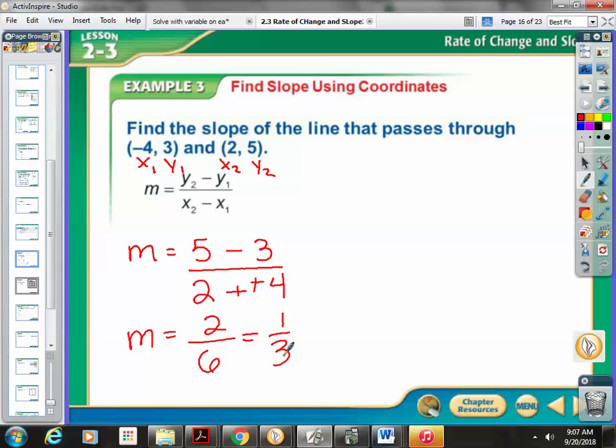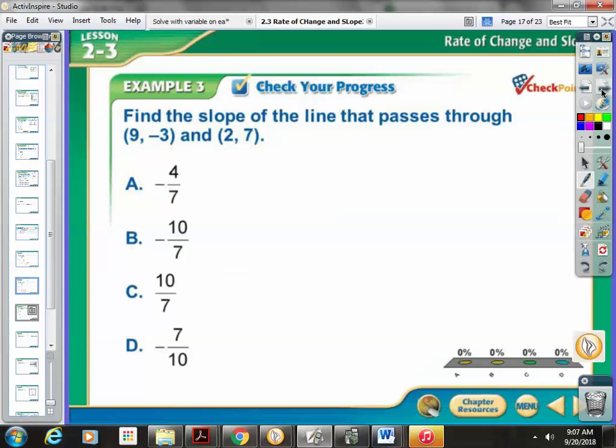I absolutely do not want slope as a decimal. When we talk about rate of change, that's a different scenario. I'm okay with the decimal there. But slope, I want your answer as a fraction. Okay? Even if it's 0.5, I still want it as 1/2. Slope is 1/3. I want you guys to try this one, please.